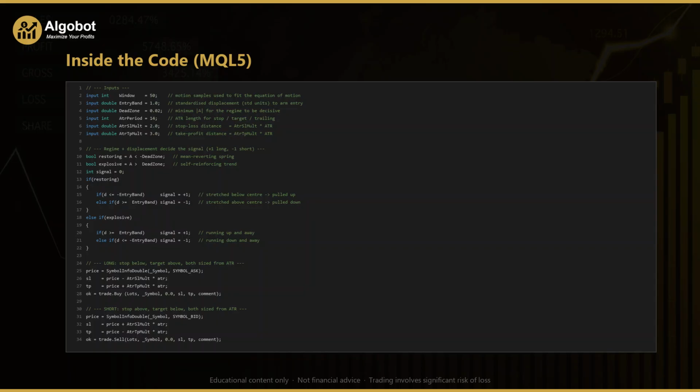Now look at the two order blocks. For the long, price is read from the ask. The stop loss is placed below entry at AtrSlMult times ATR. The take profit sits above at AtrTpMult times ATR, and trade.buy submits it. For the short, price comes from the bid. The stop loss sits above entry. The take profit sits below, and trade.sell submits it. Notice both sides are perfectly symmetric, and both size their stop and target from live volatility.